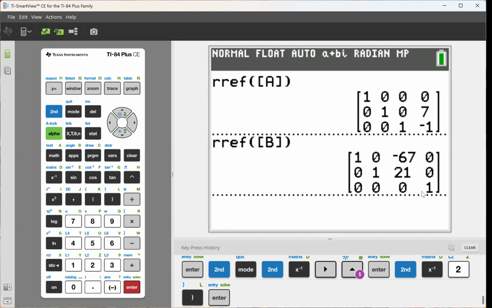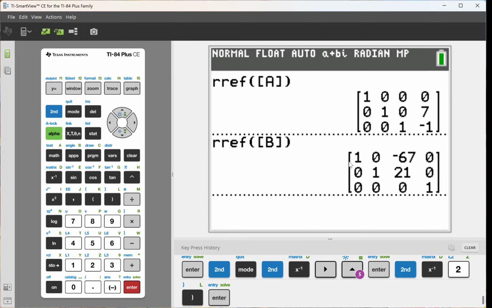And look at that last row. The last row says that 0x plus 0y plus 0z is equal to 1. Remember that vertical line there represents equals. It's saying that 0 is equal to 1. That is not true. So what we have here is a system of equations that doesn't have a solution. Because if the first three elements of the third row are 0, and the fourth element is a number other than 0, that means the system does not have a solution.